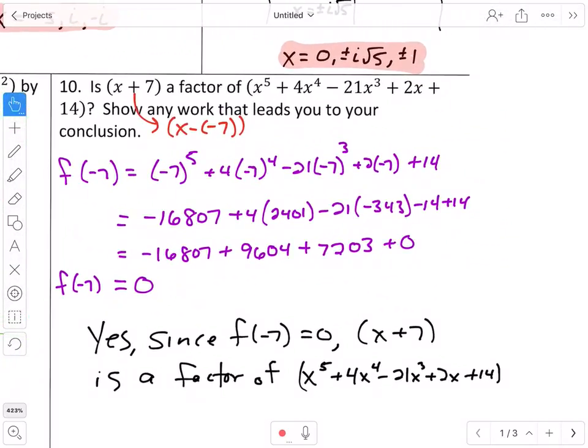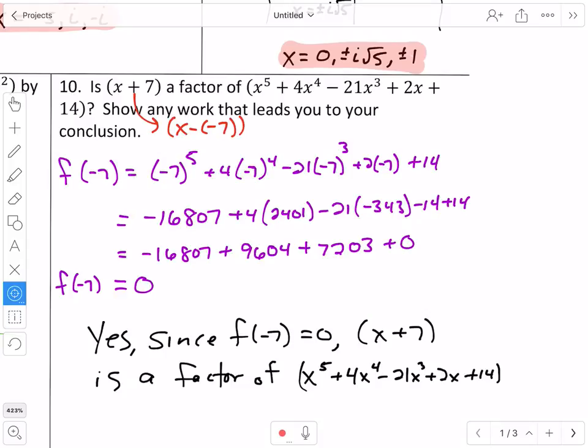Number 10, is x plus 7 a factor of this polynomial? Show any work that leads to your conclusion. You can do this in one of 3 ways. One way is to write this in the correct form. The correct form would be x minus a number, so that's x minus a negative 7. Put a negative 7 into the function, showing all of your work, see what it ends up being. If it ends up being 0, it's a factor.